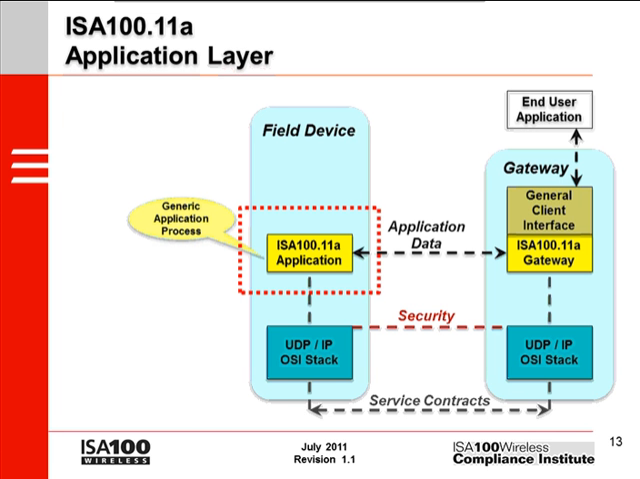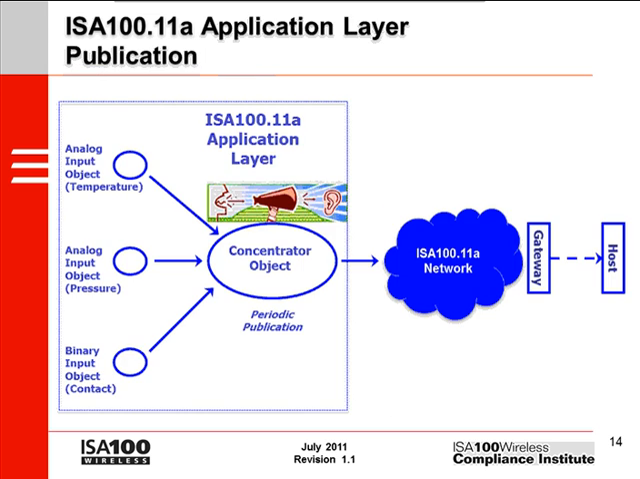Jay, it might make sense to just start with the approach that ISA100.11a uses to publish process data from a field device to a gateway, which is really the most fundamental function of an ISA100.11a network anyway. Okay. Good. I just happen to have this slide to discuss that.